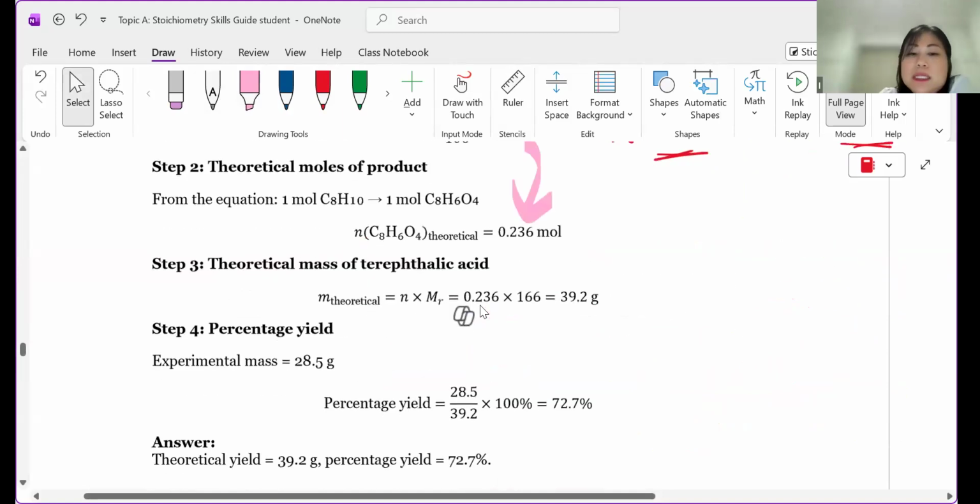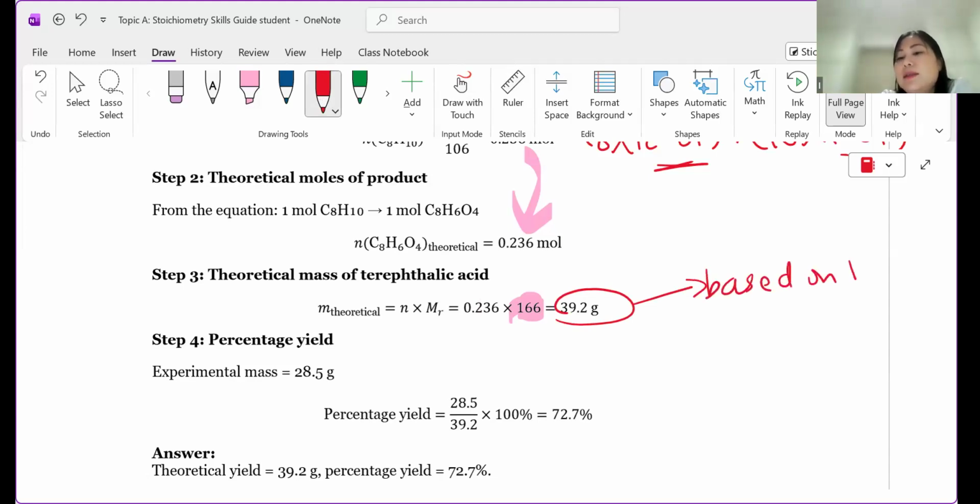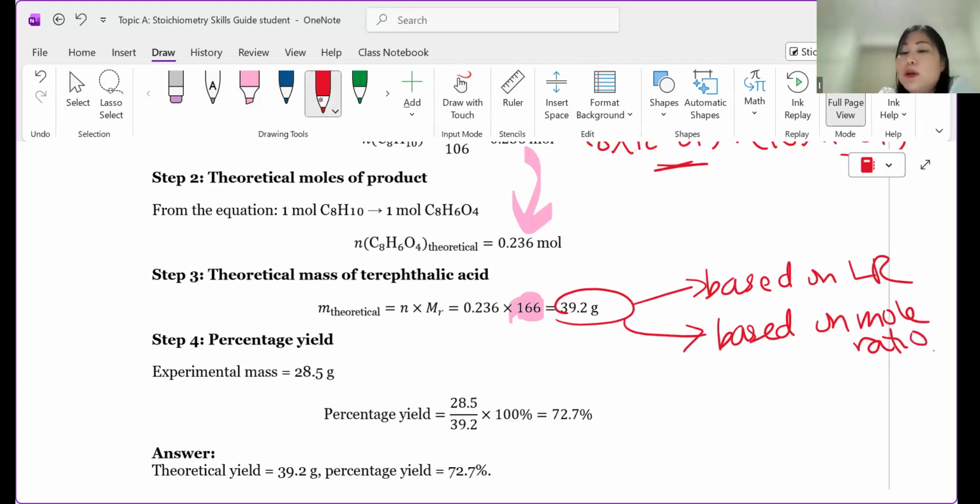Of C8H6O4 MR. This is assumed to be the MR, but by right, it should have 2 decimal places, because you should use values like 12.01, 1.01. So you multiply. This is a theoretical mass, because it's based on limiting reagent and mole ratio. The mole ratio is of the equation, and the equation is a theoretical thing, right? So we are supposed to get 39.2.